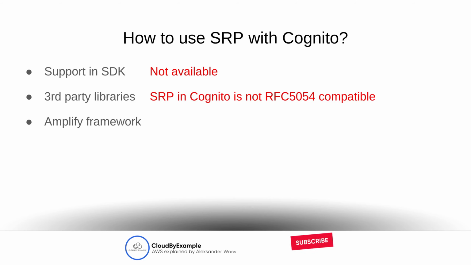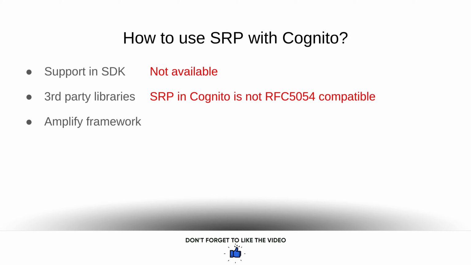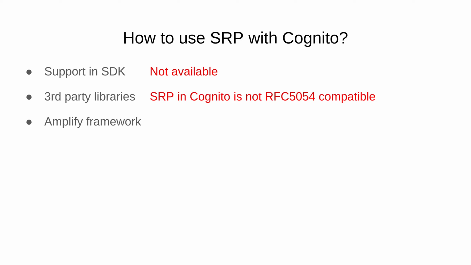First option is if you are using the Amplify framework, then this framework already got you covered. Basically the whole SRP is included there. All you have to do is configure the framework itself and trigger the authentication, and the framework will do the rest for you. So this is probably the simplest solution, but obviously it requires the use of the framework.